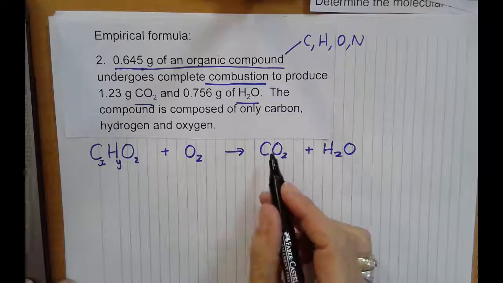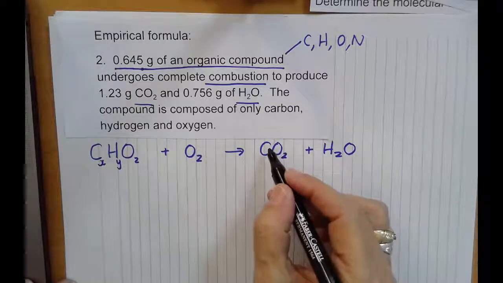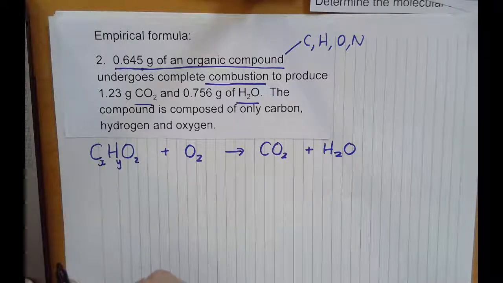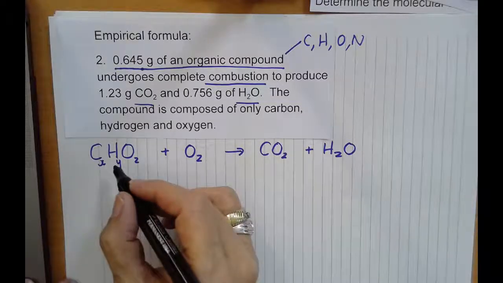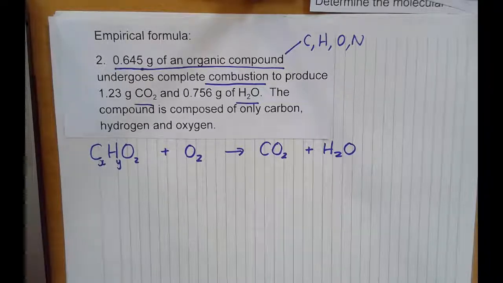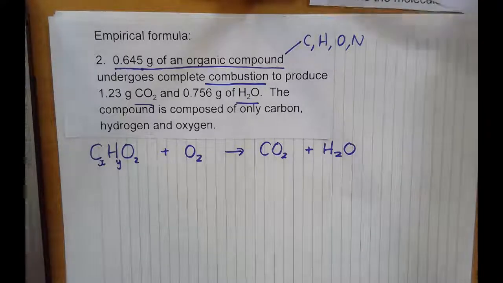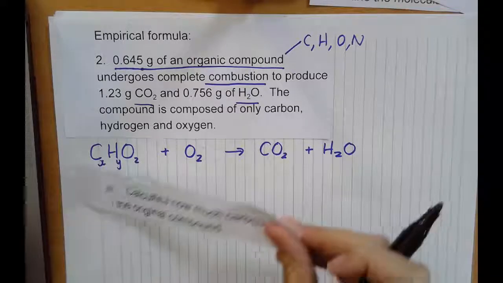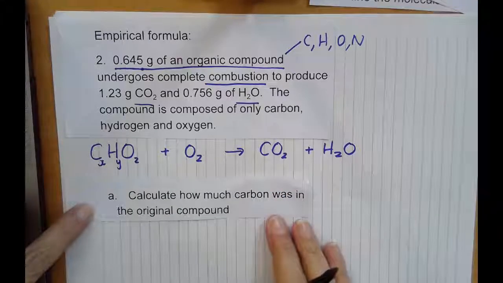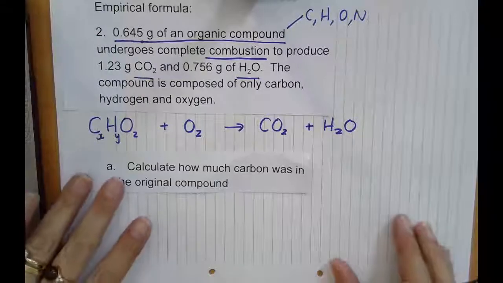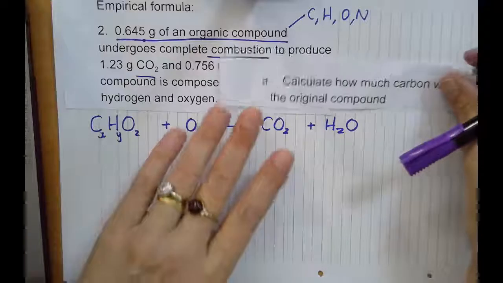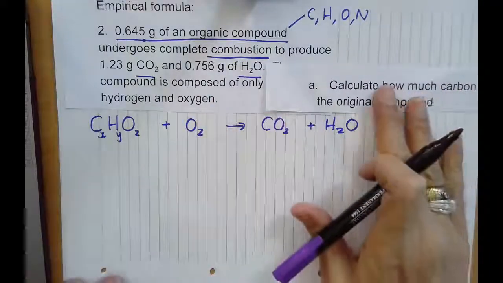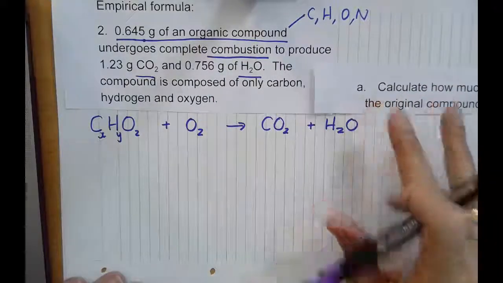Now, when you look at this, you see that all the carbons are in the carbon dioxide. So all the carbons in the carbon dioxide come from the original organic compound, and all the hydrogens that are in the water come from the original organic compound. The first question on the worksheet says that you need to determine how much carbon was in the original amount. So we'll put this original question there.